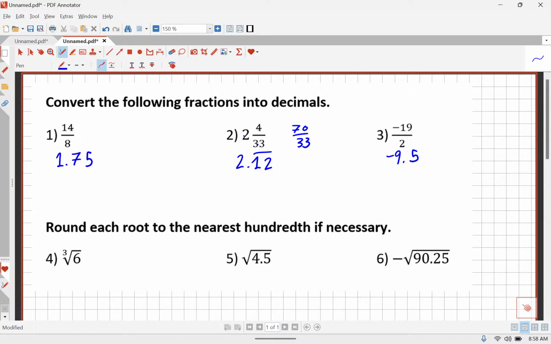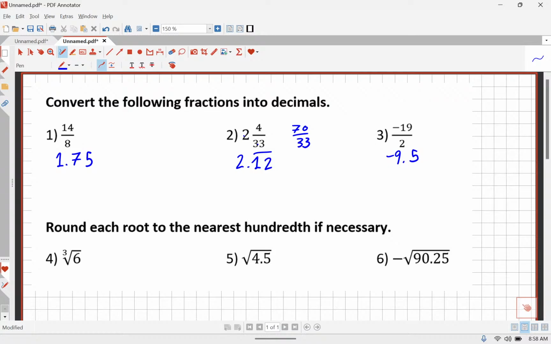By the way, 1, 2, and 3, are those numbers rational or irrational? Everyone, those numbers are all rational because they can be written as a fraction of integers, or they are decimals that end or repeat. That's why those are all rational numbers.